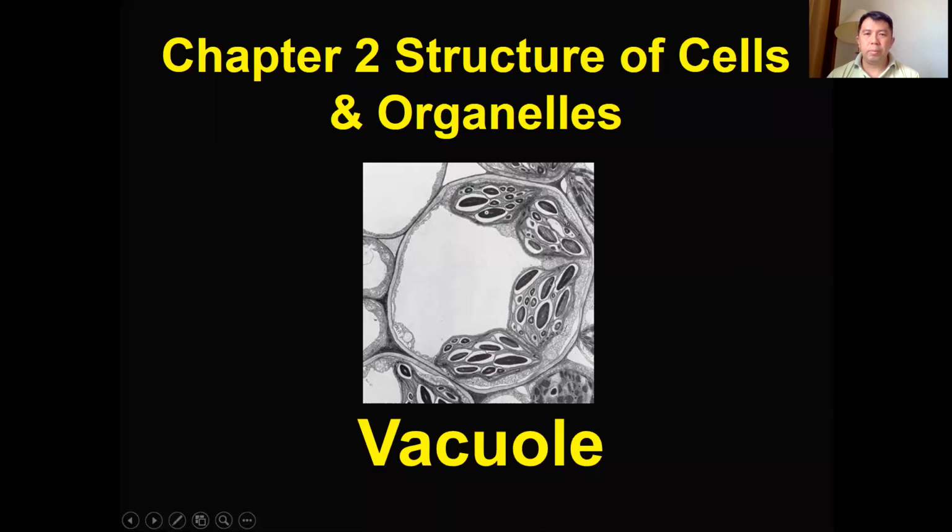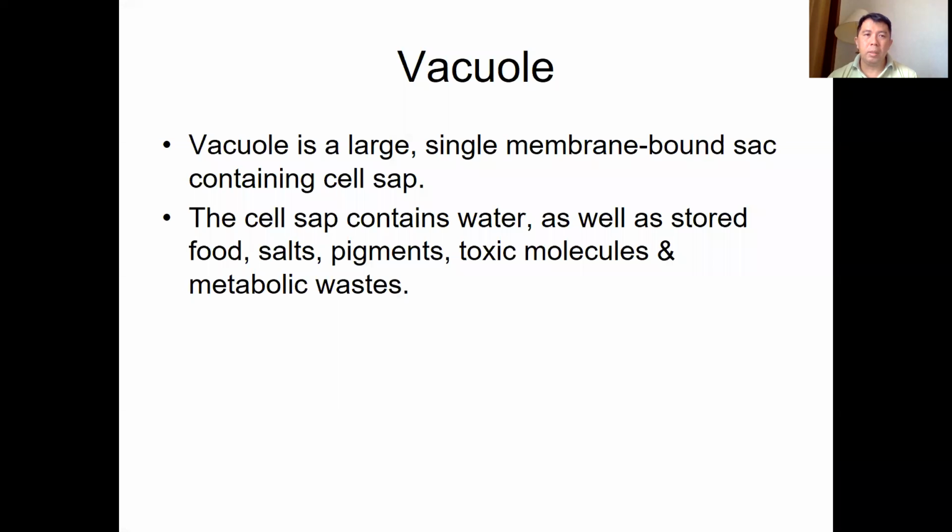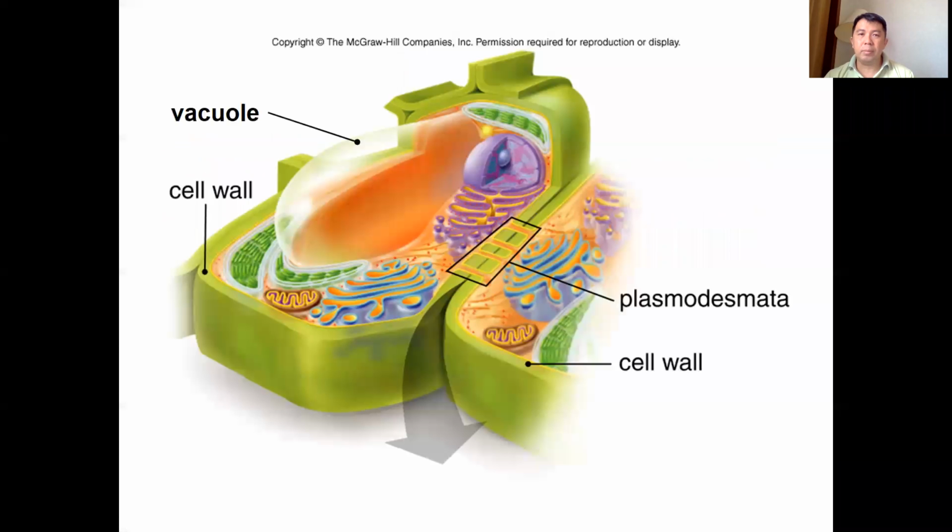Good day, everyone. This video is about the vacuole of plant cells. So the vacuole is a large single membrane-bound sac containing the cell sap. The cell sap contains water as well as stored food, salt, pigments, toxic molecules, and metabolic waste. That means everything. So the vacuole can be considered as a recycle bin or a storeroom to keep everything.